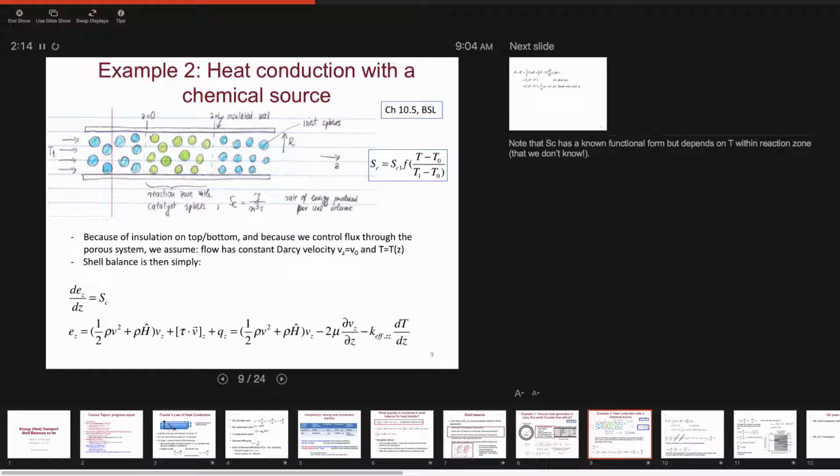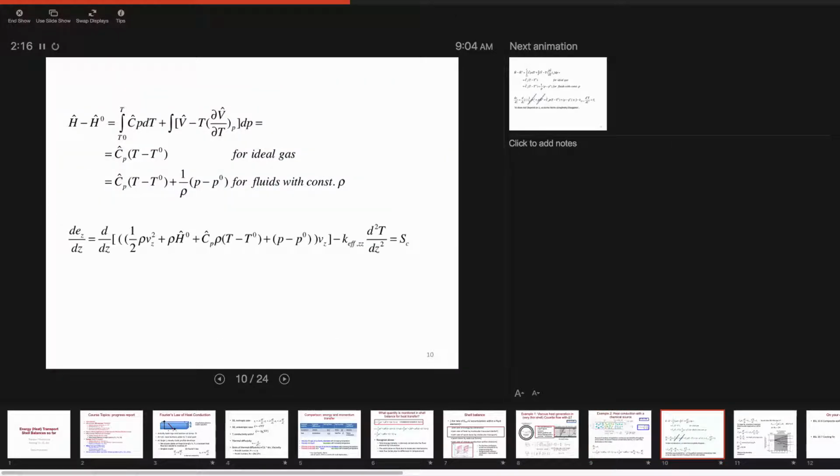So here we actually had a source, so we couldn't necessarily ignore that enthalpy term, and it is important to remember this formula for integrating enthalpy. This is borrowed from thermodynamics, but for an ideal gas, you're going to have a linear function just in terms of temperature, and for any other fluid of constant density, you're going to have a term that is linear both in temperature and pressure.